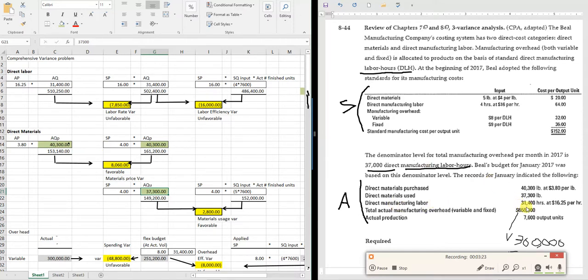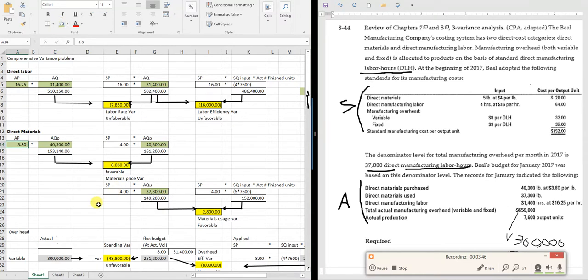Direct manufacturing labor, I have 31,400 hours. So I fill in my actual quantity, and I have it at $16.25 per hour. So my actual price is $16.25. I'll go up here and do the materials purchased at $3.80 per pound.